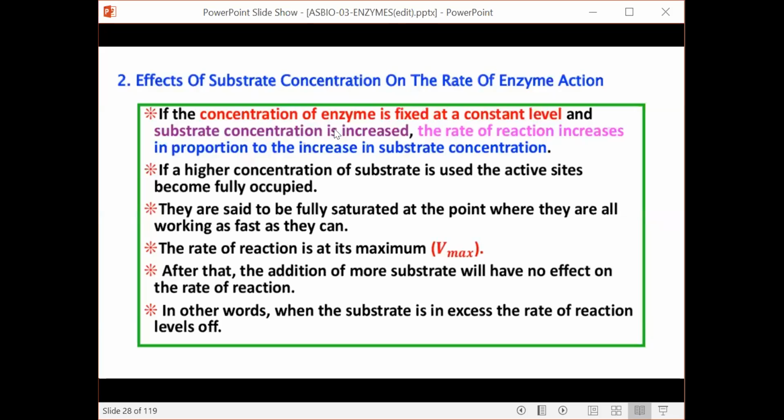Now the next part, effect of substrate. Enzyme we saw has a linear progression that is directly proportional. More the enzyme, more the reaction. Less the enzyme, less the reaction. Same way for substrate concentration: more the substrate, more the rate of reaction. As we increase the substrate, the rate of reaction increases. Vmax is the maximum velocity at which that particular enzyme can work.